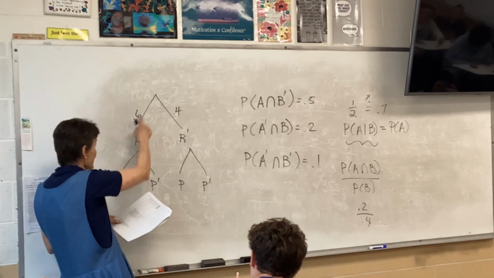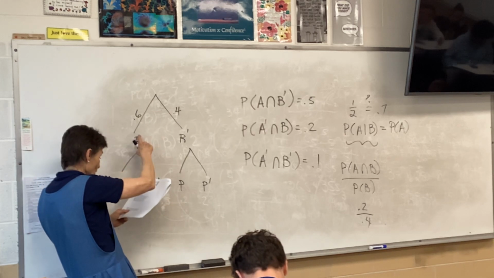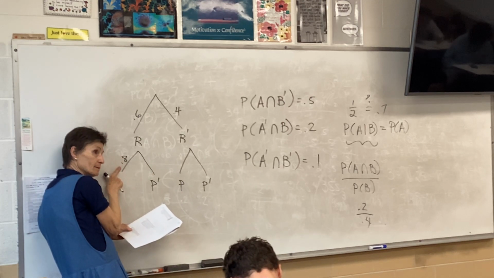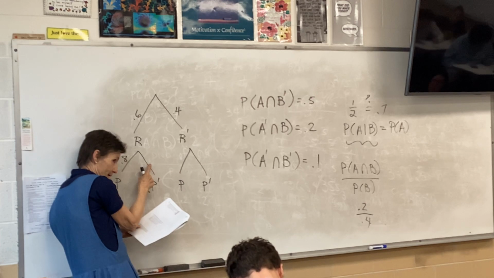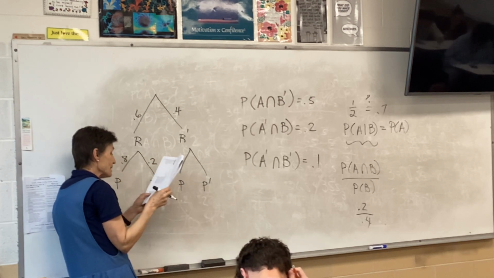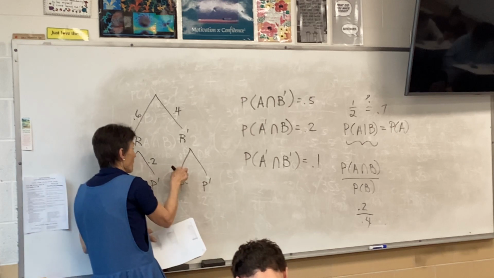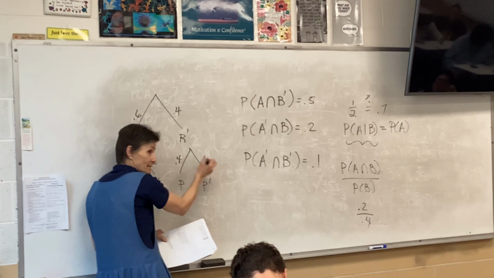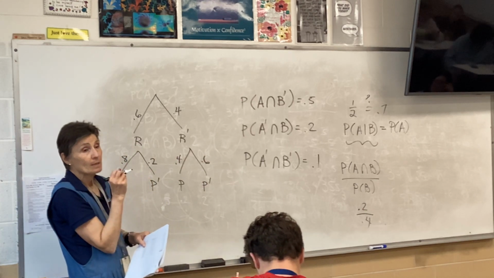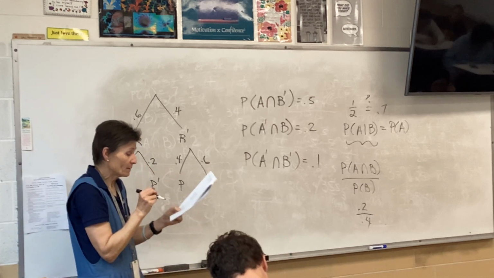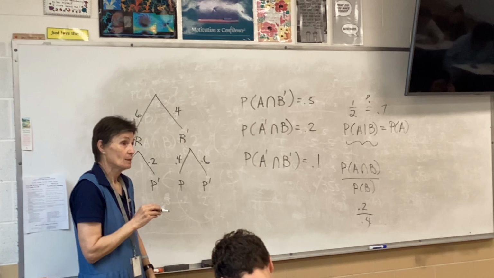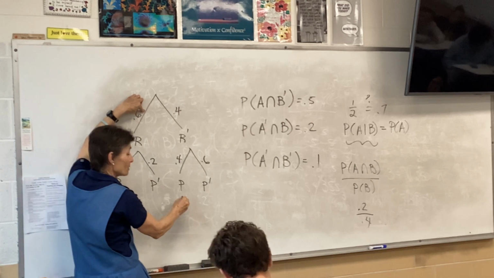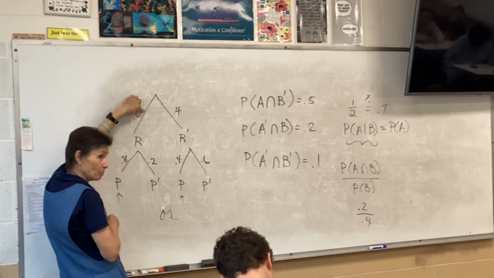Now, if it rains, the probability is 0.8 that he will play. So what's the probability he won't play? 0.2. If it doesn't rain, the probability he'll play is 0.4, which means he won't play 0.6. Now your job is to find the probability that he's going to play tomorrow. Can't he play here or here? Aren't there two ways that he can play?